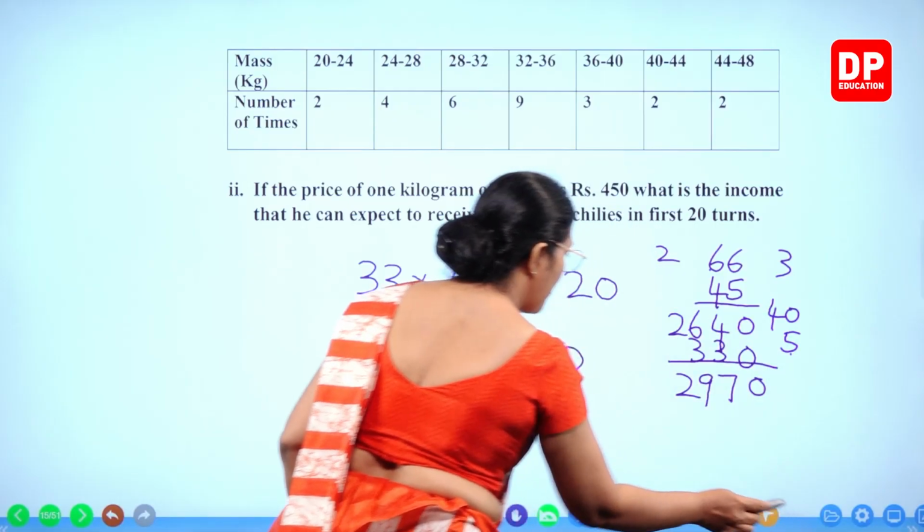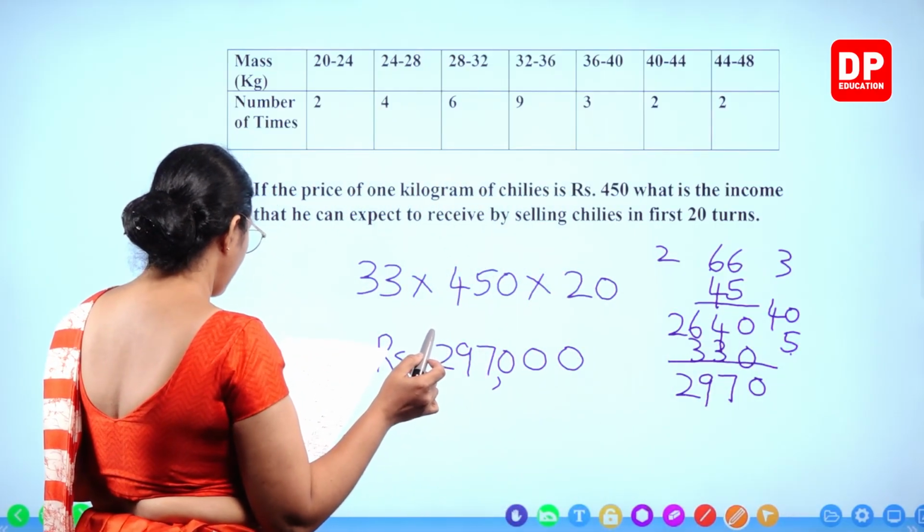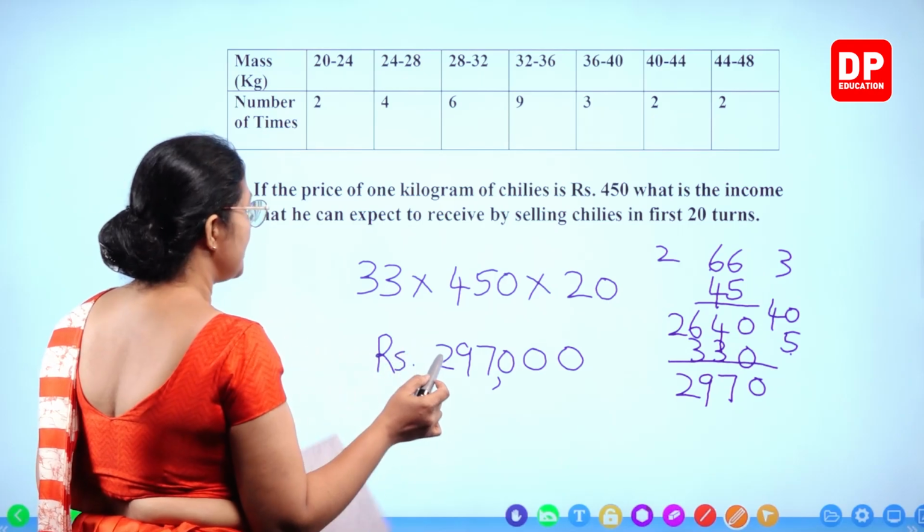So let's see how many marks. 2 marks for that.